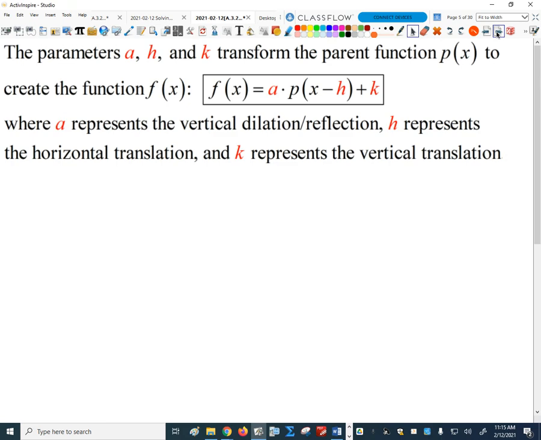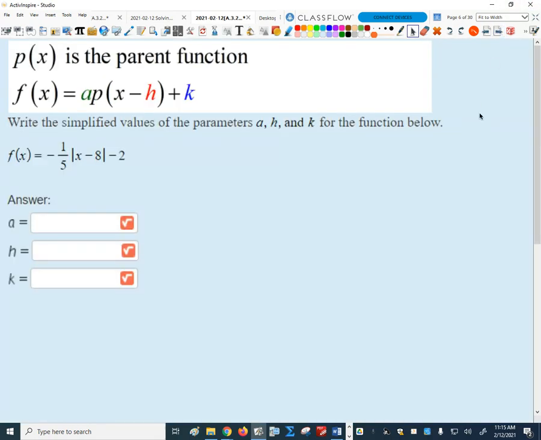H is the number that is subtracted from X inside the function, and K is the number that's added to the function outside of the function. And we know what those three numbers do when we apply them now. So let's get a little practice here.